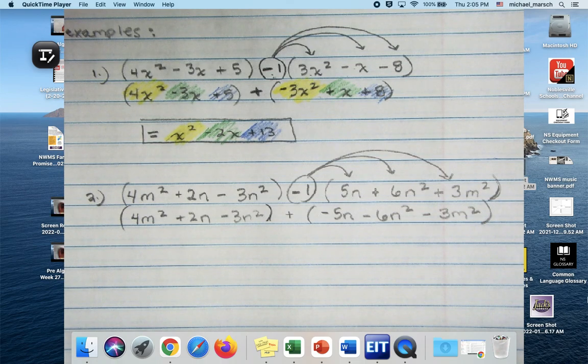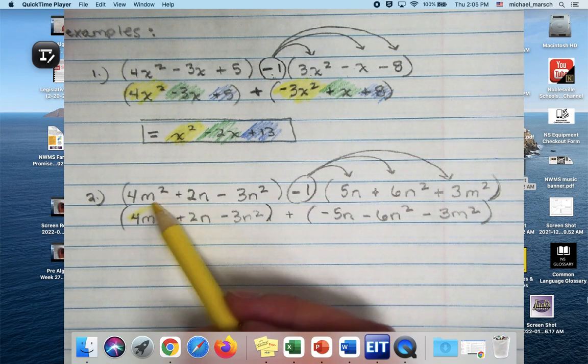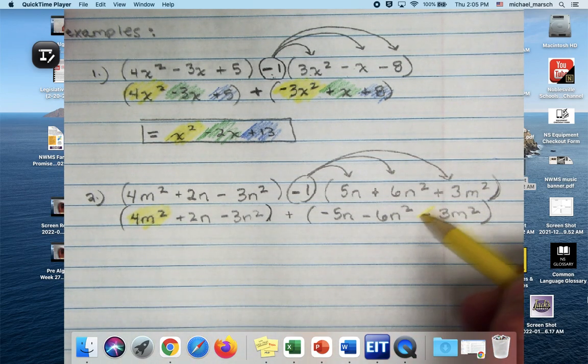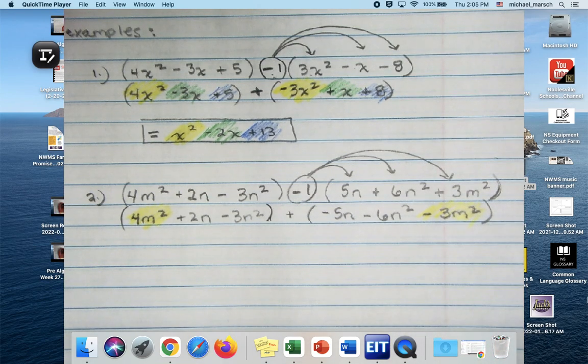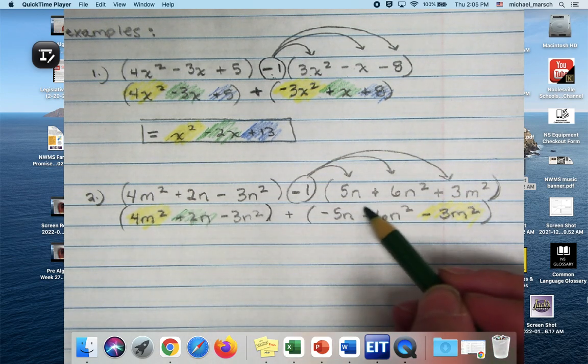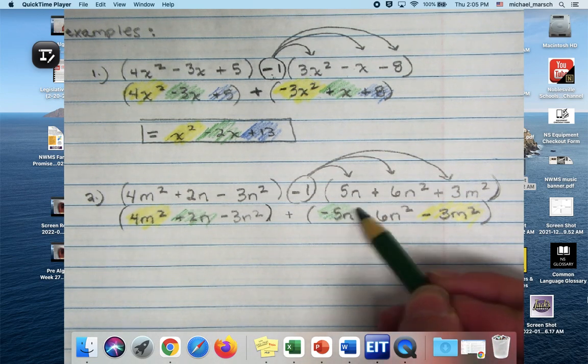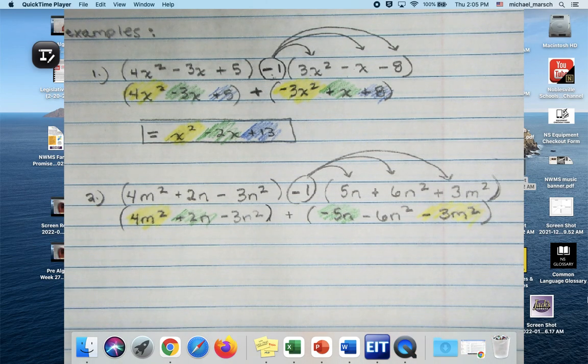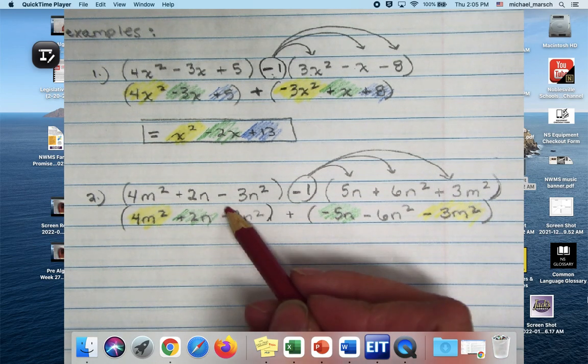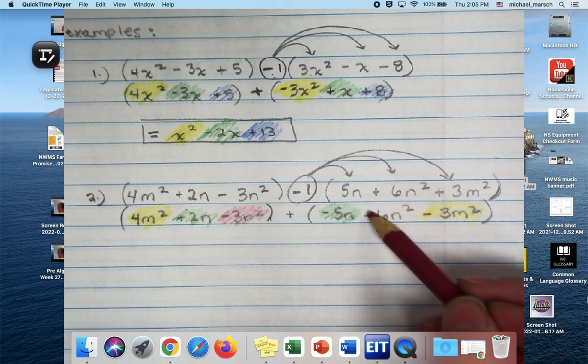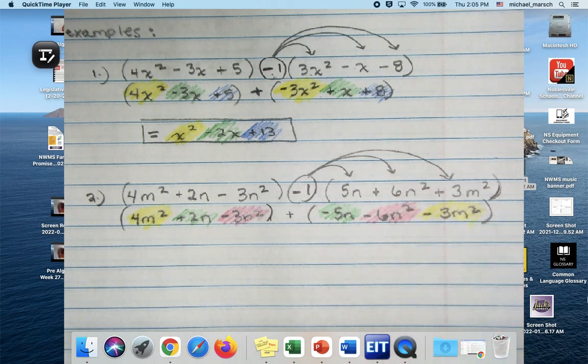Right? So let's see here. I can combine 4m squared with -3m squared. I can combine 2n with -5n. And then we'll use red for this one. -3n squared and -6n squared.